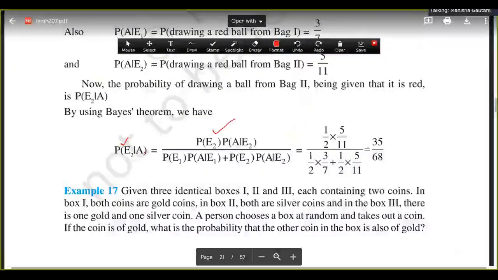Now, second bag probability upon total probability. Total means two bags are there, it means first bag probability and second bag probability. This is the answer. I think you can understand now.